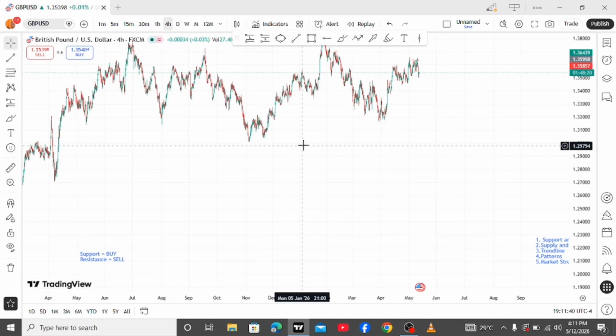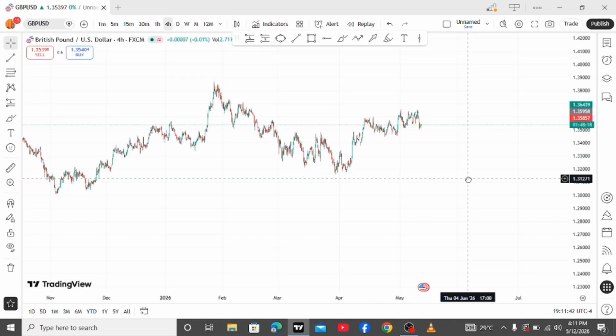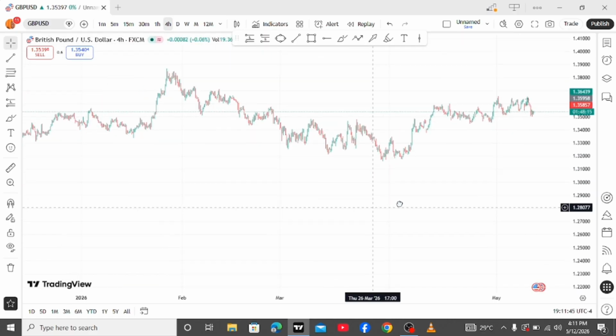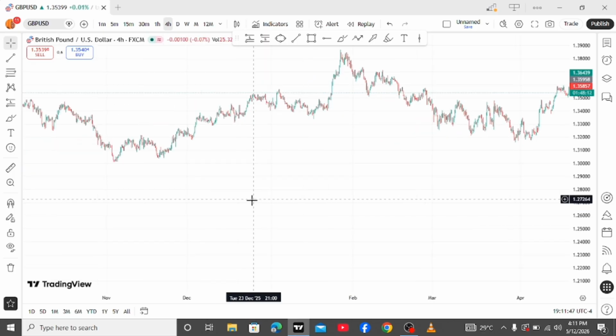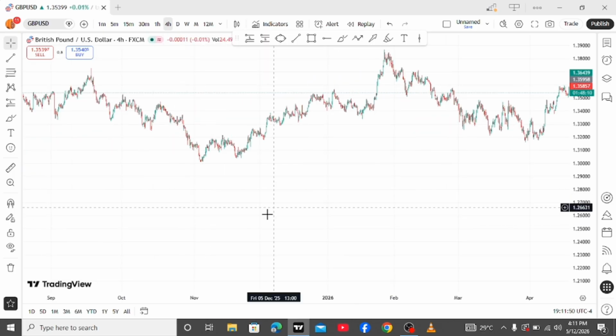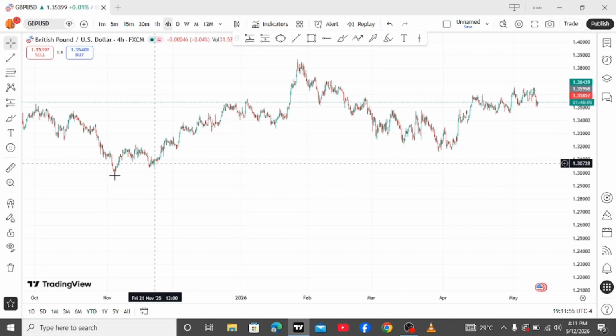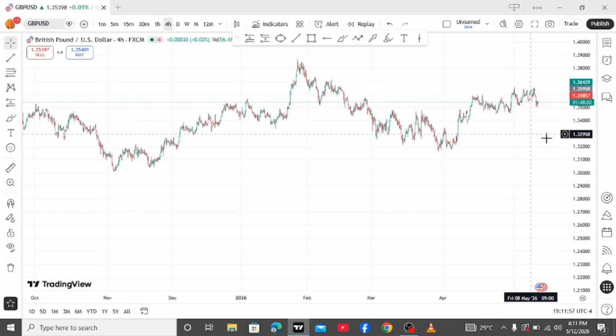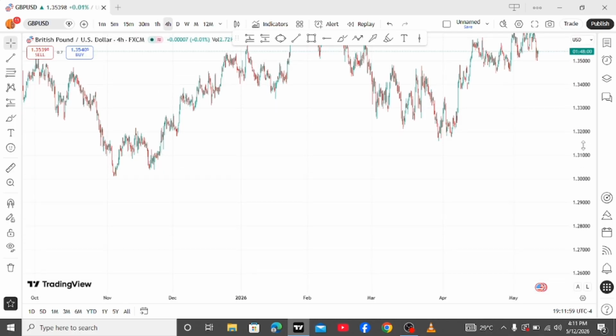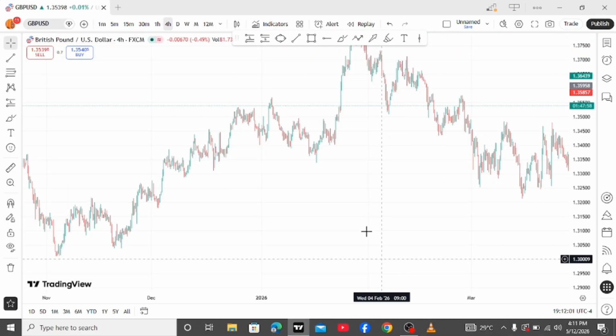So this is the main charts, and we are on the 4-hour time frame. So we'll be starting from this point. As you can see, this is an uptrend. I should make this small bold so it's clear.